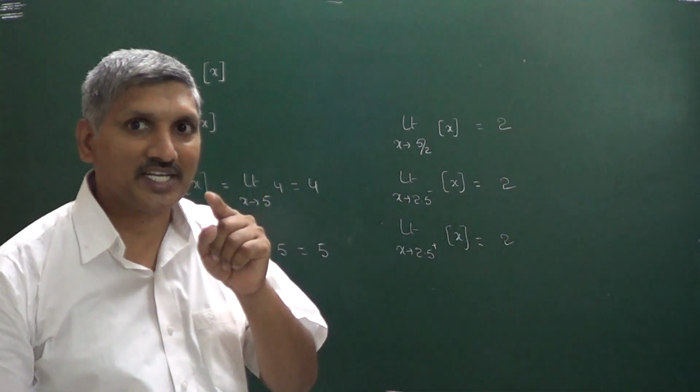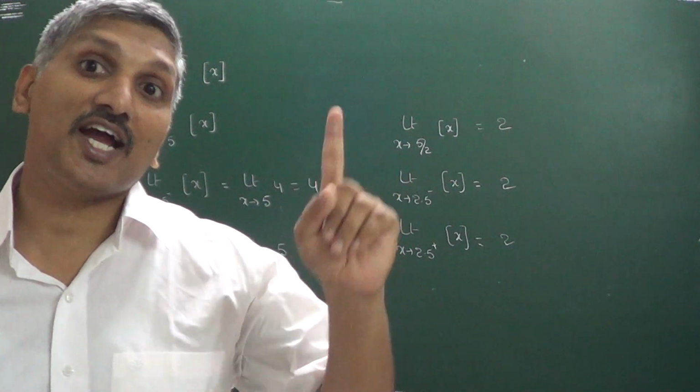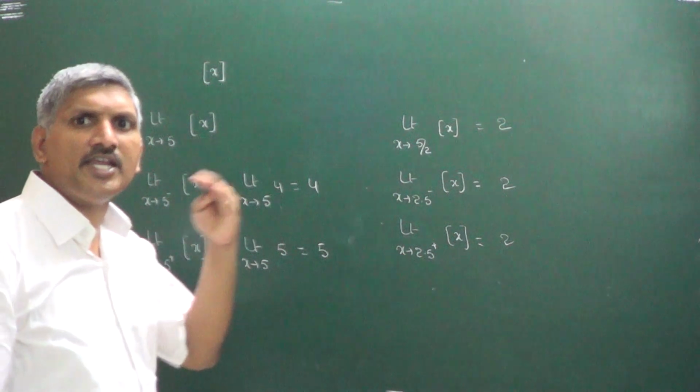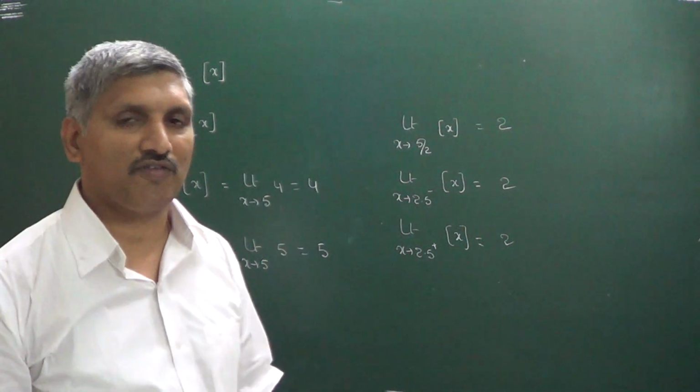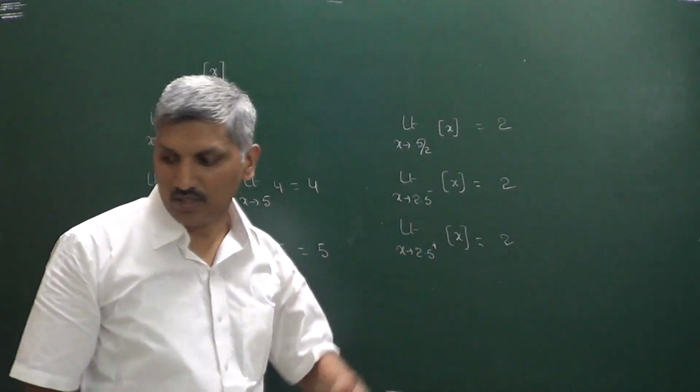So that's why greatest integer function limit does not exist at all integers. Not only at 5, you can take any integer. Greatest integer function limit does not exist, whereas here limit exists.